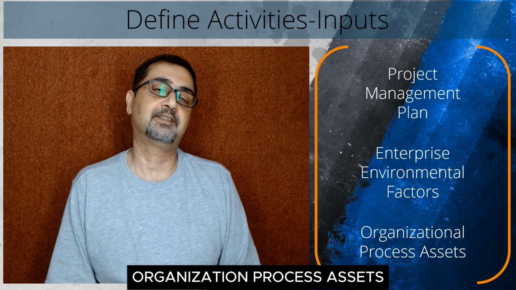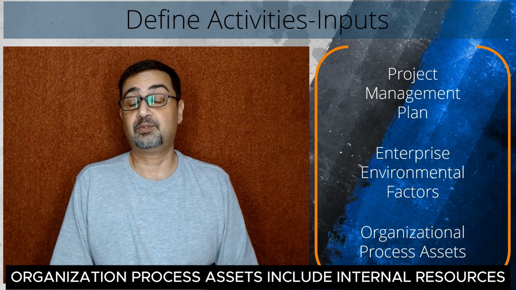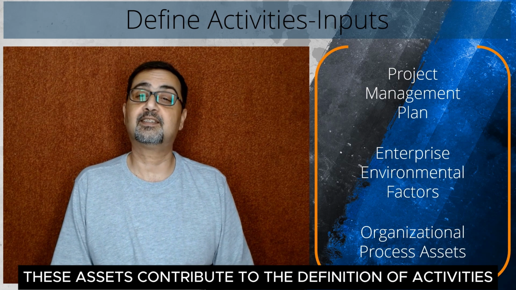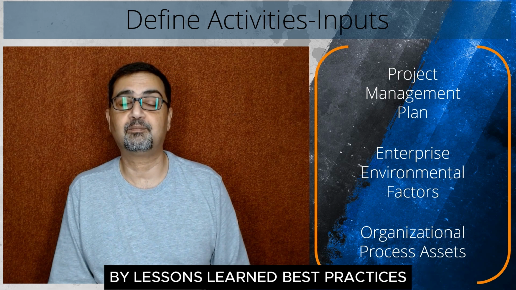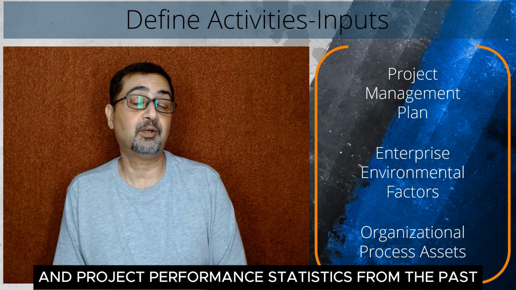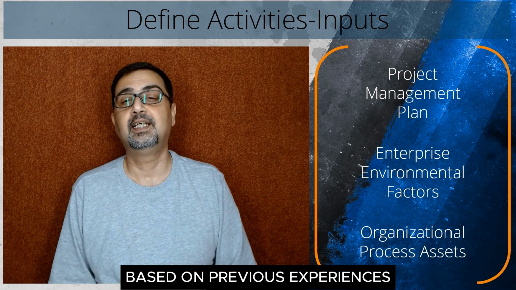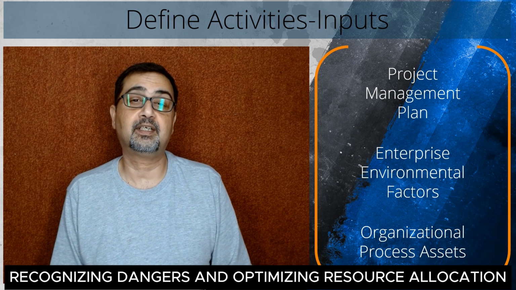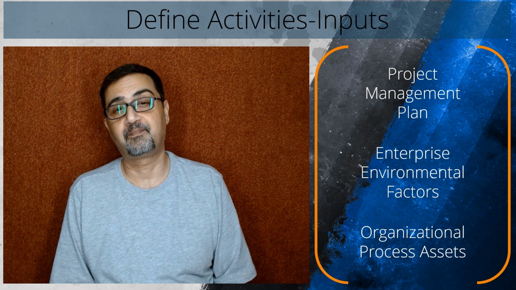Organizational process assets. Organizational process assets include internal resources, rules, procedures, and historical data. These assets contribute to the definition of activities through lessons learned, best practices, and project performance statistics from the past. Based on previous experiences, they assist in forecasting activity durations, recognizing dangers, and optimizing resource allocation.